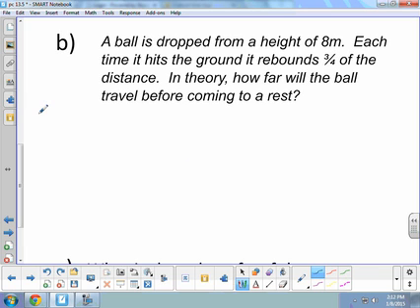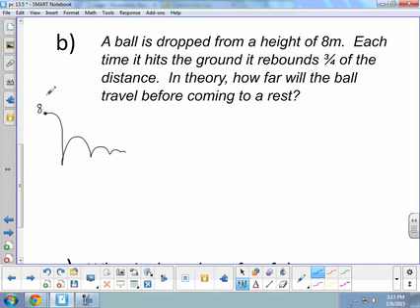In theory, how far will the ball travel before coming to a rest? Okay, let's visually picture what's going on. It starts here, it's being dropped down, bounces back, and it keeps on bouncing. And each time, it's 3/4. It's not a perfect drawing, but you get an idea.